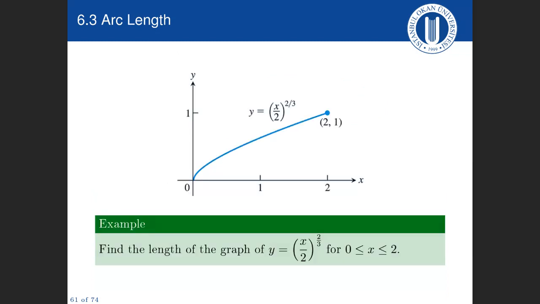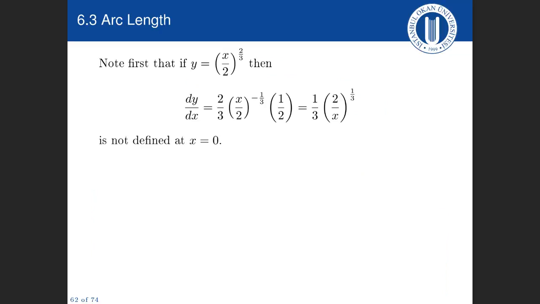For example, find the length of the graph y is equal to x over 2 all to the power 2 over 3 for x between 0 and 2. Now, note first, if we differentiate this with respect to x, I get 1/3, 2 over x, all to the power 1 over 3. And this is not defined if x is equal to 0. We can only use these length of curve formulae if f prime is continuous on our closed interval. And here we have a function which is not defined on the left end of our interval.